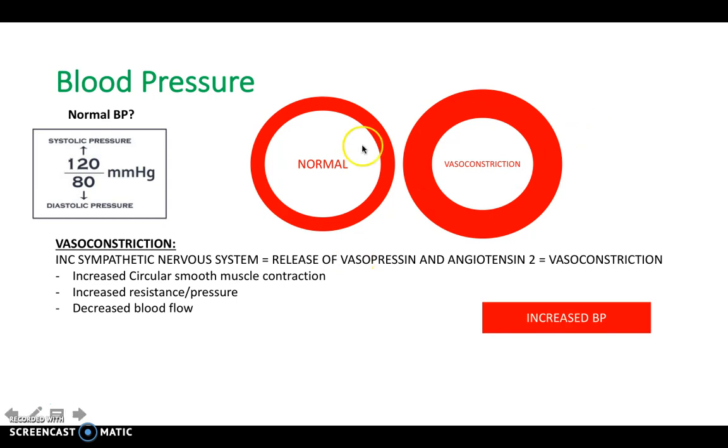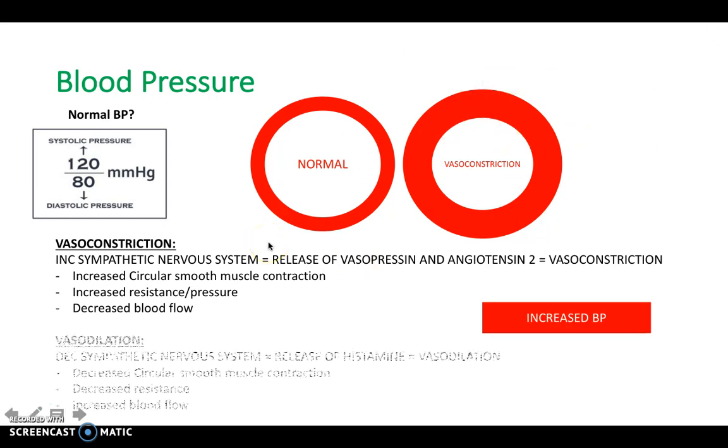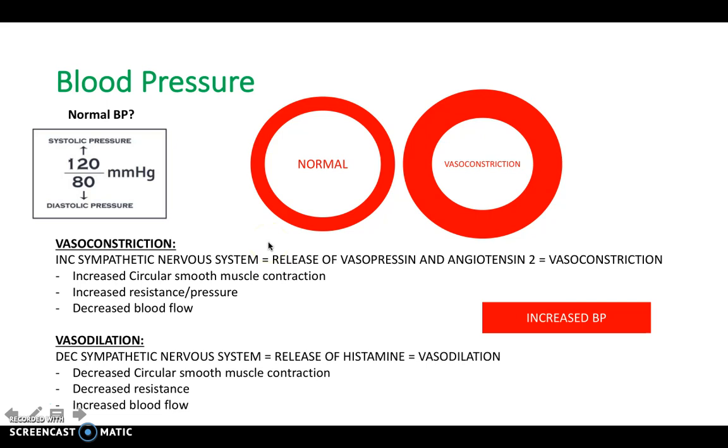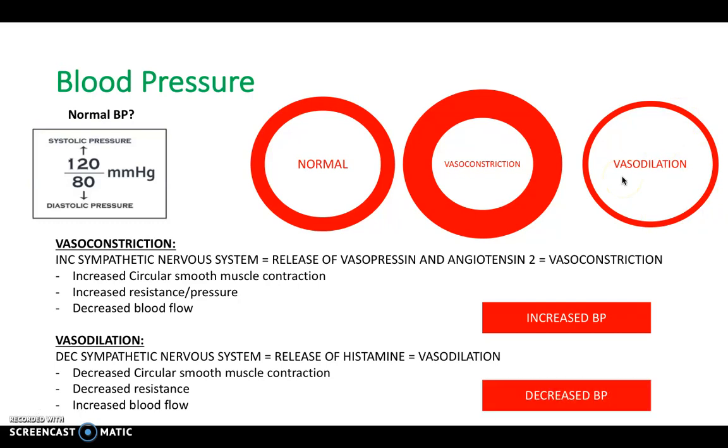Now let's think about the alternative thing that could happen, so vasodilation. This happens due to a decrease in the sympathetic nervous system, and when you have a release of histamine, and histamine causes nitric oxide to be released, which is a potent vasodilator. So, when you have vasodilation, it decreases the circular smooth muscle contraction around the artery. It decreases resistance, and you have increased blood flow, which causes a decreased blood pressure.